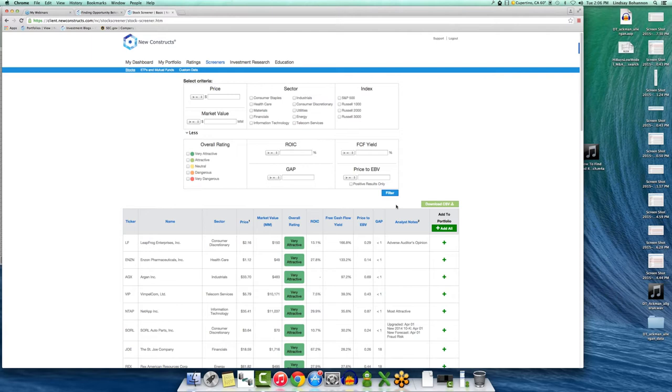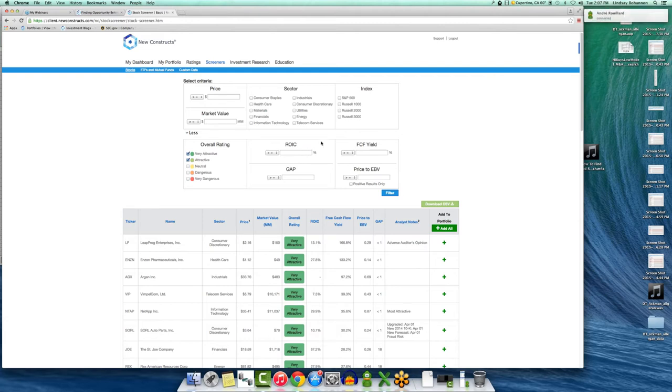Now, when we're looking for stock picks of the week to write for our subscribers, we're going to start with a few baseline assumptions here. All of these stock picks are going to be either attractive or very attractive. And what our overall rating communicates is the stock's risk-reward potential. So these stocks are all very attractive or attractive on a risk-reward basis. That is, the magnitude of downside in the stock we think is much less than the potential for upside. So we're going to start off with very attractive and attractive stocks.